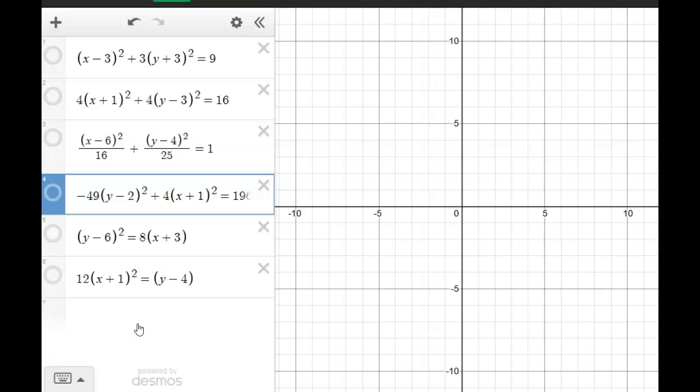Find a hyperbola. The bottom one? Bottom two? The bottom two are the same thing, the same shape, but they're not hyperbolas. Anybody know what they are? They're parabolas because they only have one squared.